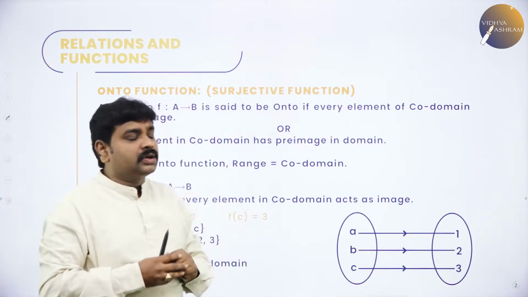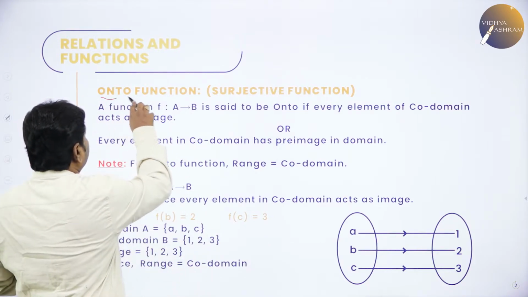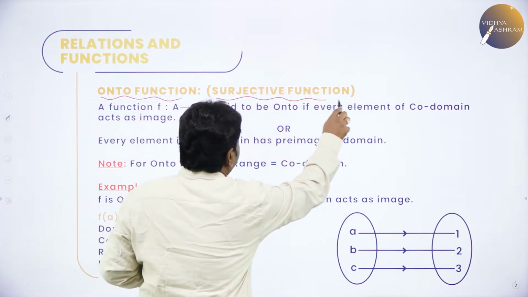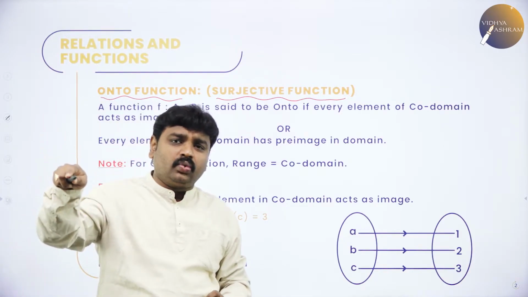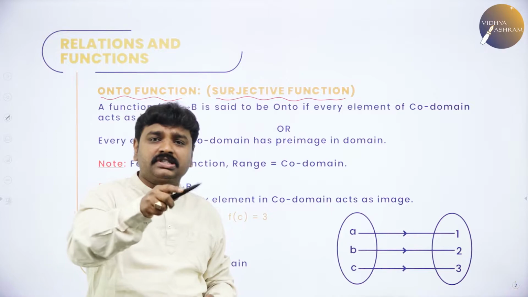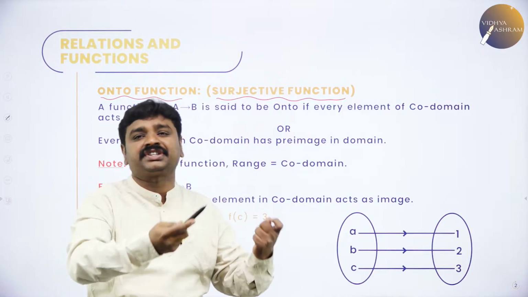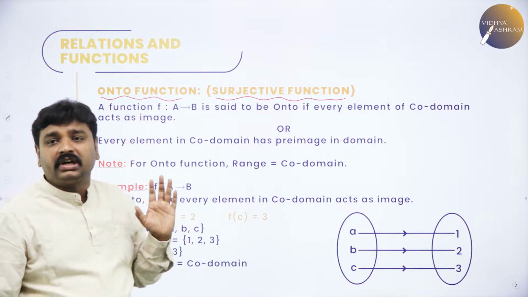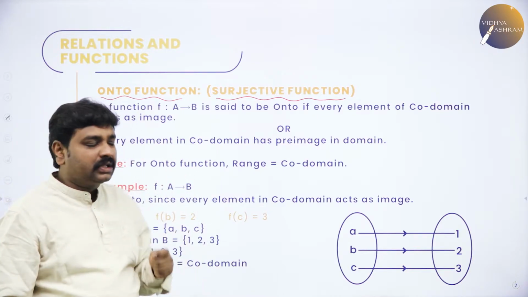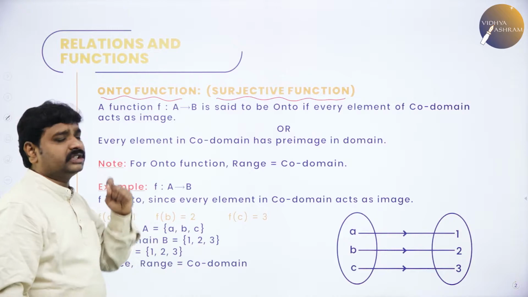Onto function. What is onto function? Onto function is also called a surjective function, or we can also call it a surjection. In last class I taught you one. What is one? One function is also called as injective function or injection. So now the other name for onto function is surjective function or surjection. Then what is onto function?